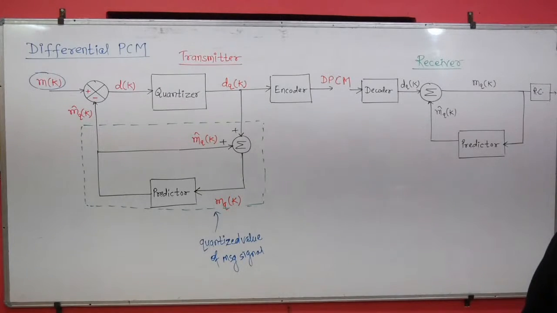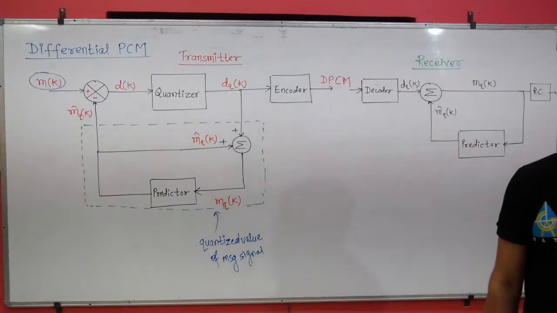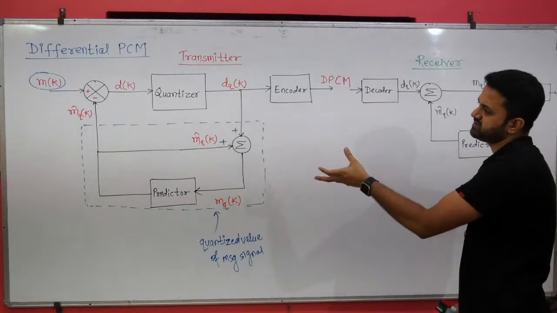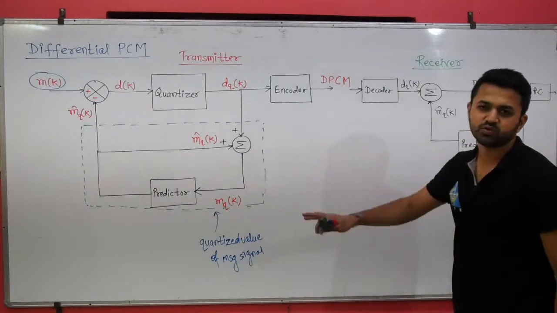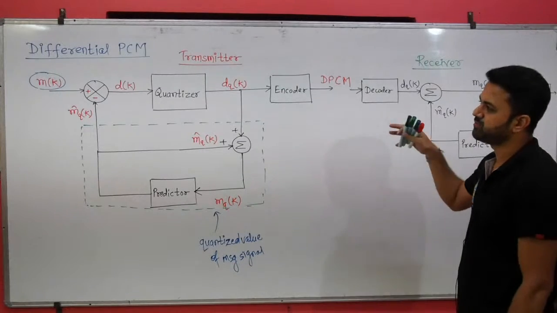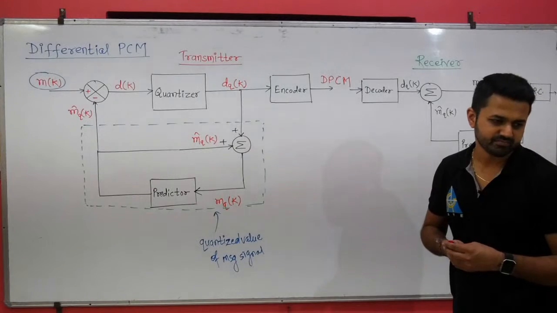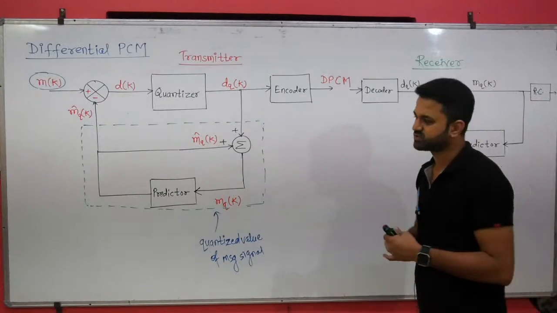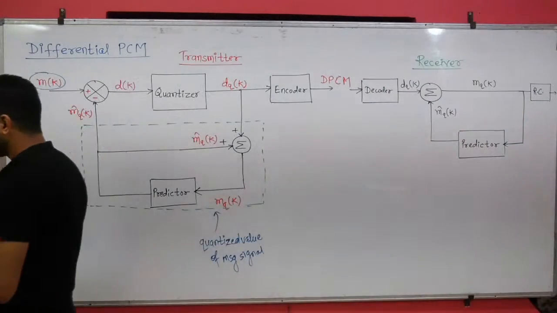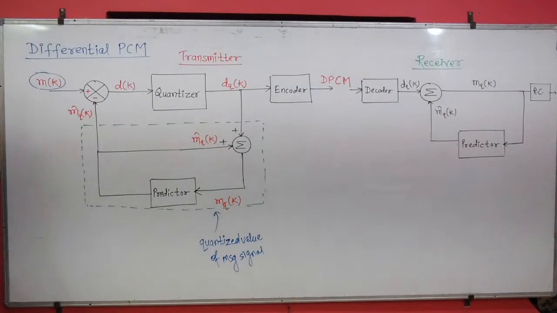So this is differential pulse code modulation, and we have seen how to use the transmitter and receiver block diagram, and what the actual principle behind differential pulse code modulation is. Okay, so the bandwidth will remain the same. Bandwidth we are not changing.